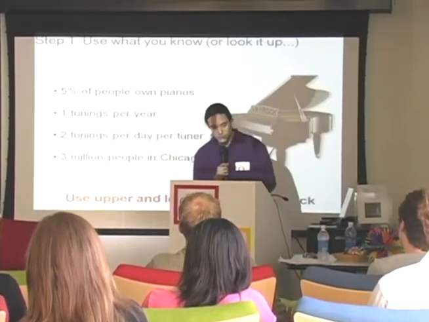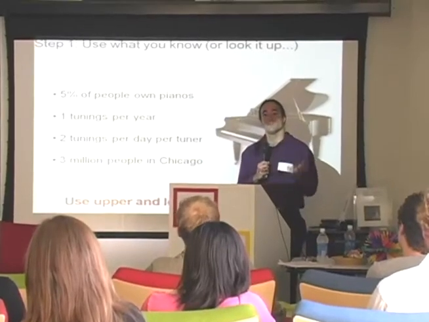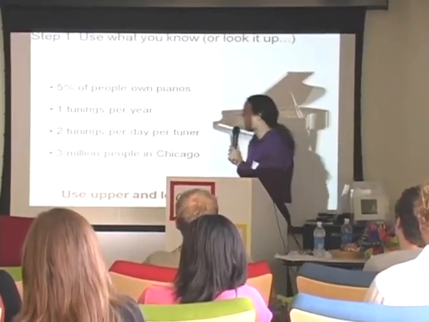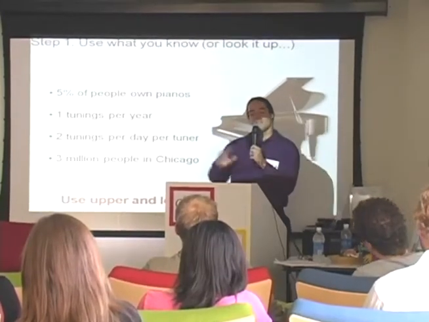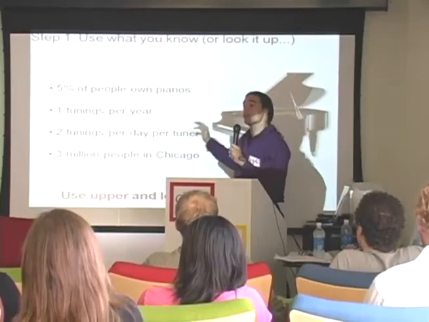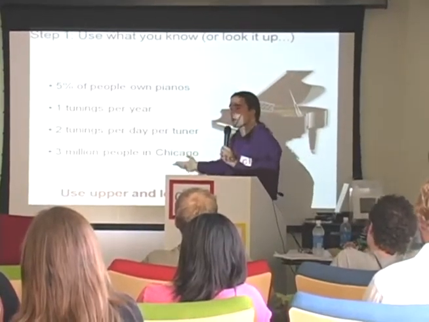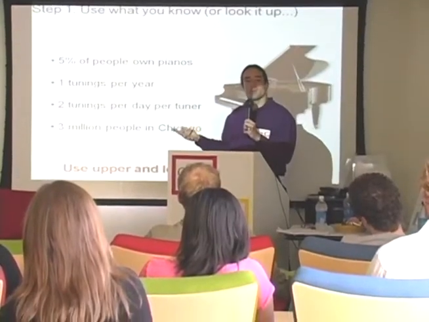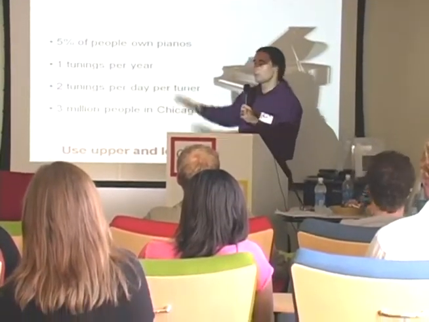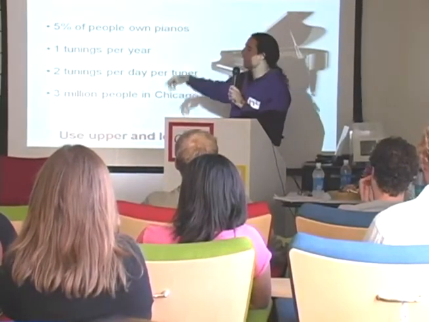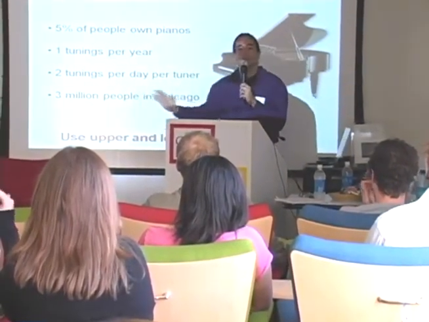So the first step in this process is to use what you know or look up what you don't know. So I can start by saying, well, I don't know offhand just how many piano tuners are in Chicago. But I know roughly 5% of my friends, or like 1 out of 20 of my friends, owns a piano. If I go down my Facebook page, I say, well, this person's musical, this one's not, this one's not, this one's not. And 5% seems like a reasonable number.